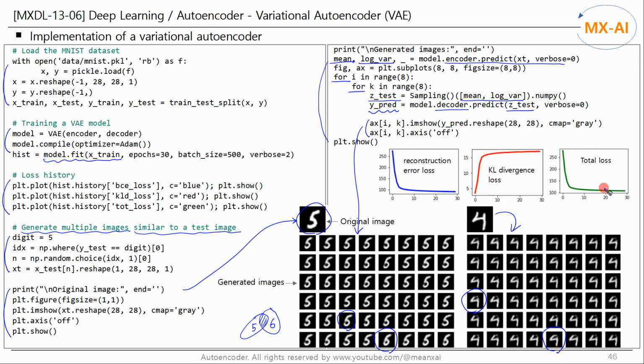The losses measured during training are as follows. The reconstruction error loss is decreasing, while the KL divergence loss is increasing. The KL divergence is a regularization term in the total loss formula. This may decrease or increase. Here it is increasing like this. This appears to be because regularization is applied more and more as learning progresses to prevent overfitting.